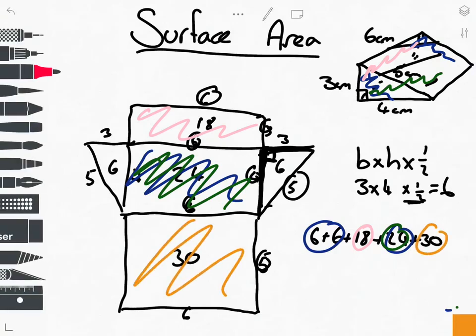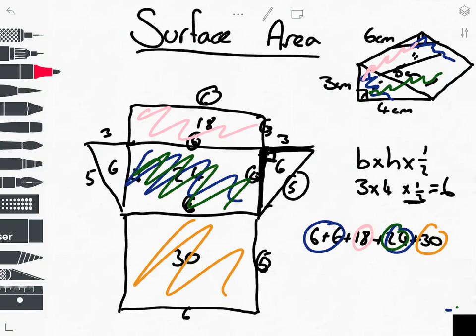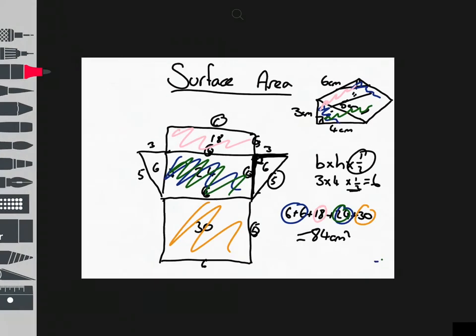So you've got to work out which ones you're doing and why you're adding them up. So 6 and 6 is 12, add 18 is 30, add 30 is 60, add 24 is 84. So hopefully you followed along with that one. In the end of unit, again, I had lots of people not doing this half, and lots of people just doing the same thing as for the rectangular prism. But you're going to think it's a little bit different.